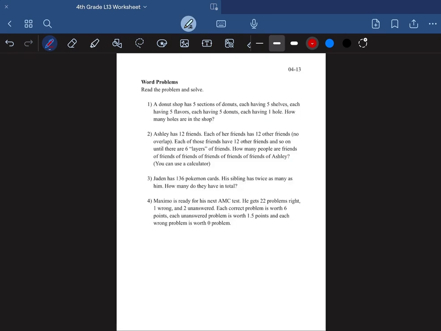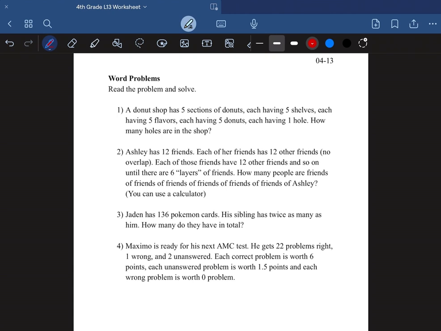Word problems. Read the problem and solve. Number 1. A donut shop has 5 sections of donuts, each having 5 shelves, each having 5 flavors, each having 5 donuts, each having 1 hole. How many holes are in the shop?